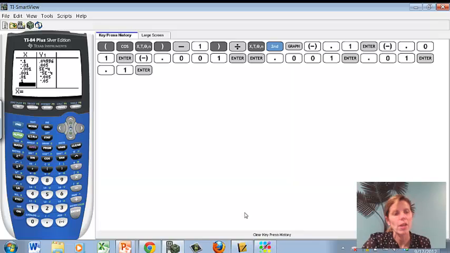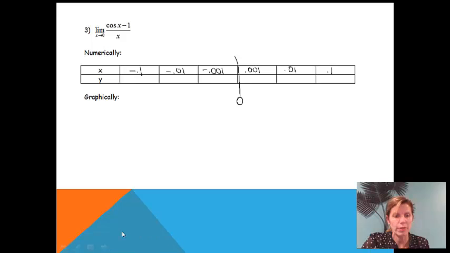So now, one thing that I would like you to notice before I go back to my other screen, if I have 5E to the negative 4, that means move your decimal 4 places to the left. So that really means 0.0005. And the next one means negative 0.0005. So just keep that in mind as we write those values down.